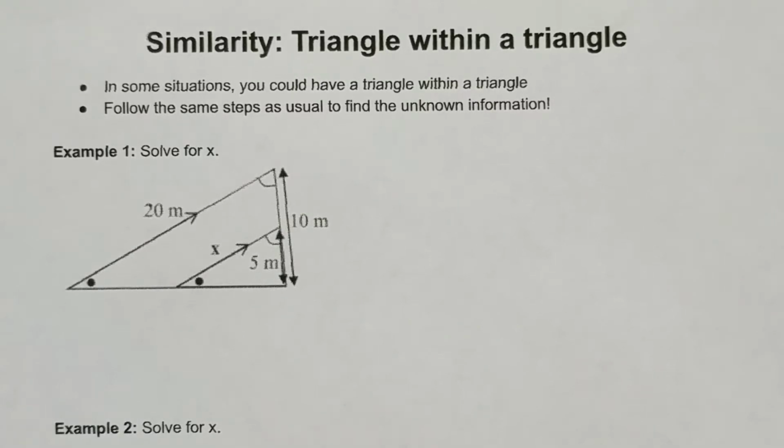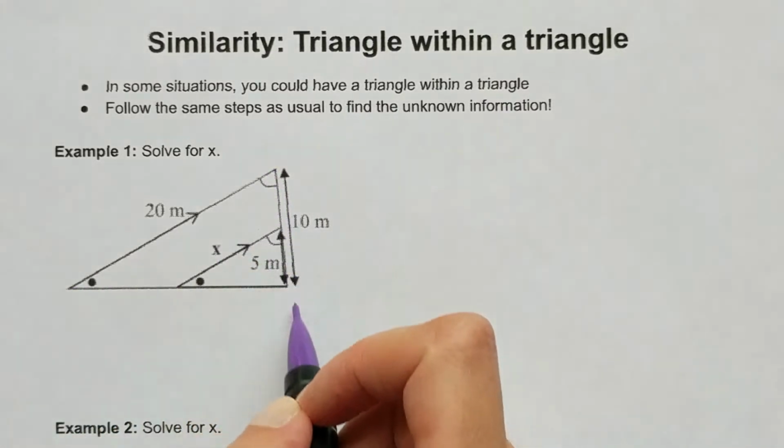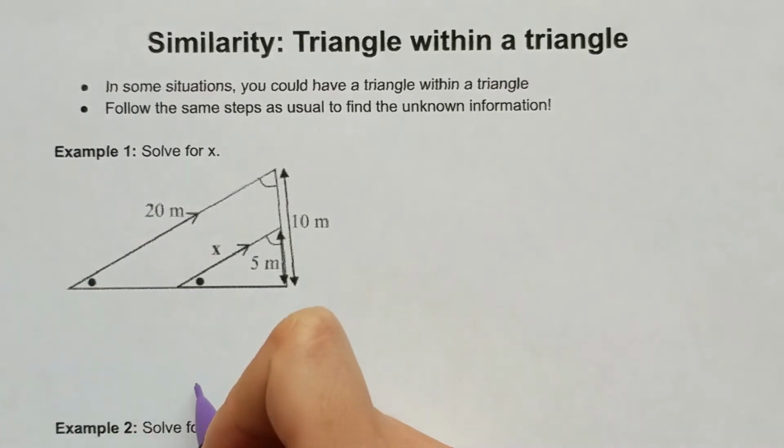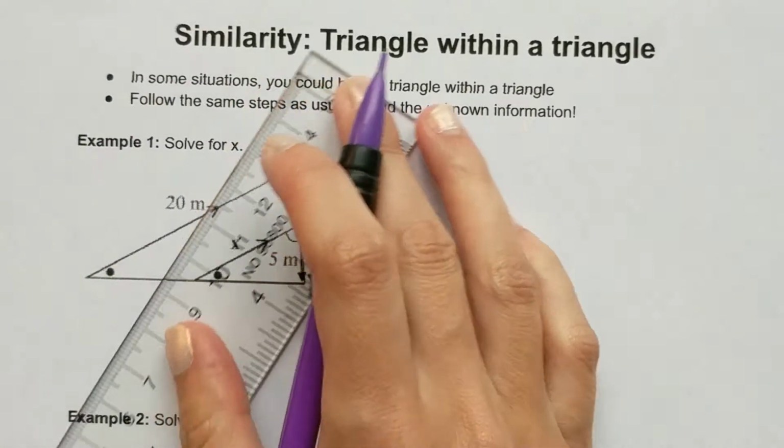About specific cases of similarity when you have a triangle within a triangle. In these types of situations, you're just going to follow the exact same steps as usual when you are solving. Now your diagram might look a little bit different, and so it could be useful for you to just redraw one part of your triangle, okay? In this case, I have a large triangle and I have a small triangle. I'm going to redraw my small triangle underneath.